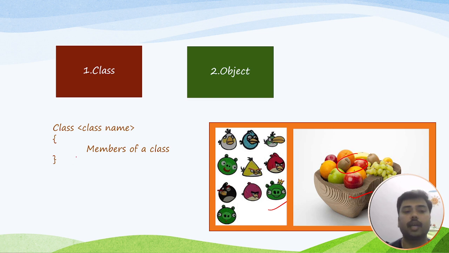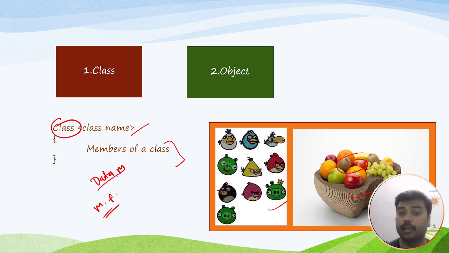In the syntax, we use the class keyword to declare the class, and then we use any name. Class members contain two things. One is a data member, and the other is a member function. A member function is a function, and data members are variables.